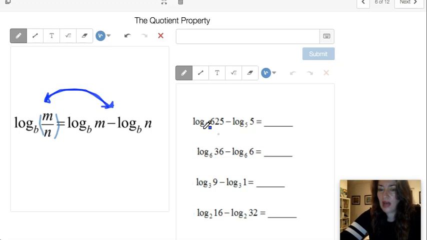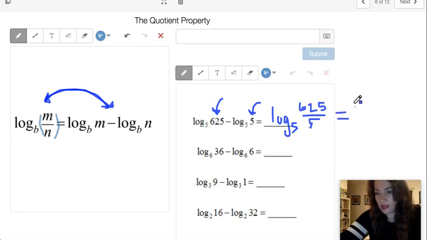So let's take a look how we would write the first example. Log base 5 of 625. Well, this right here would be our numerator, and the 5 here would be our denominator. So if we wanted to write this as a single log, we can write this as log base 5 of 625 over 5, which is equivalent, if we simplify this, is the same as log base 5 of 125.